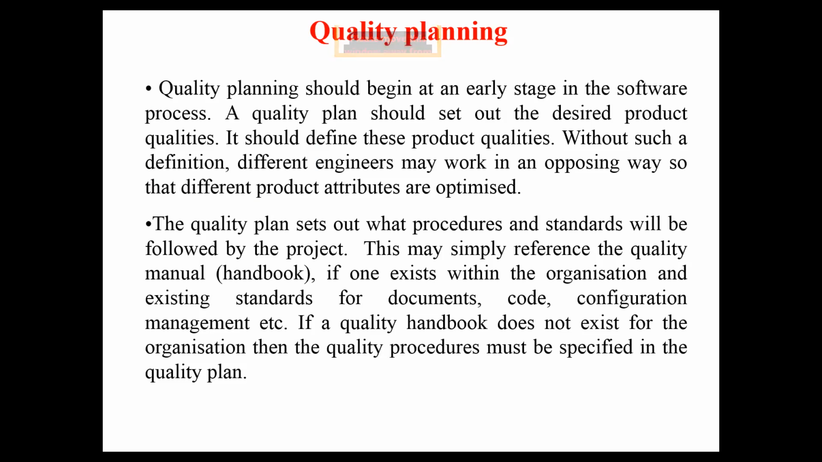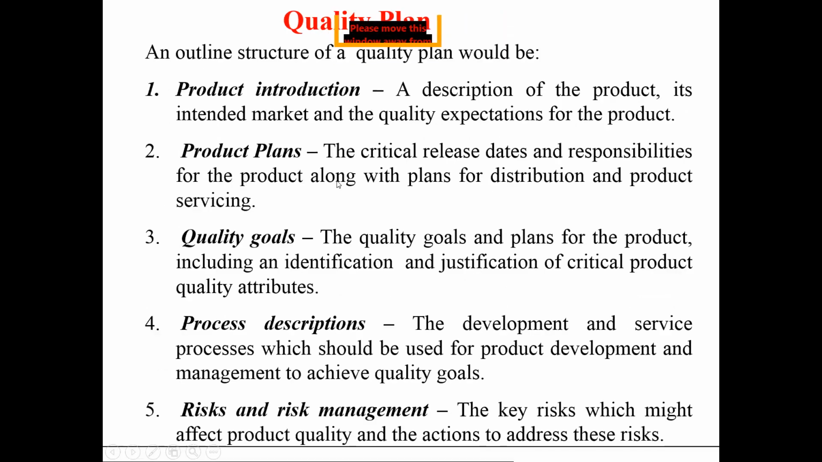A manual or handbook means it includes all the standards and procedures, so you can refer to that. If one exists within the organization, there are standards for documents like code, configuration management, quality handbook. So that is what the quality plan is. This is what you can include inside the quality plan. Read them first.